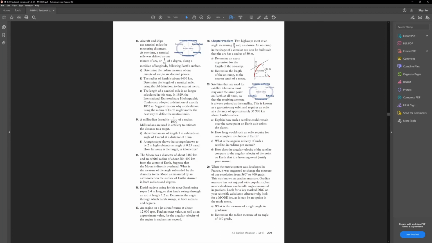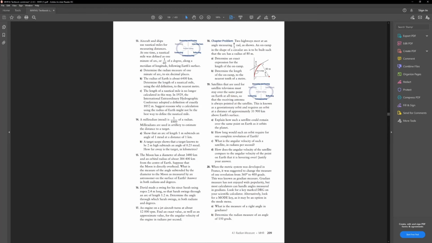Now for C, we're asked, what is the angular velocity of such a satellite in radians per second? Okay. So, since we're talking about an orbit, it's something spherical, so a full revolution is always 2 pi. Now, this is 2 pi per 24 hours. And since it's asking us per second, we're just going to have to go down from hours to minutes to seconds.